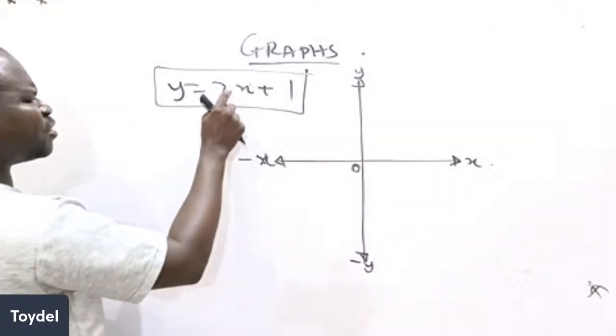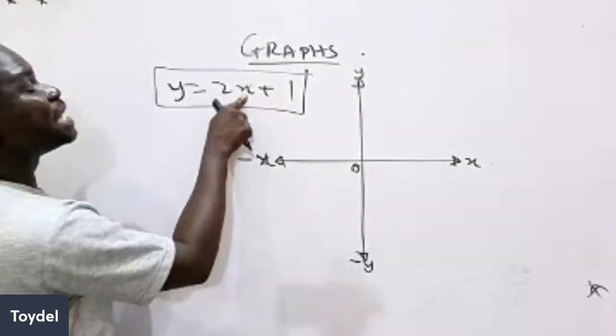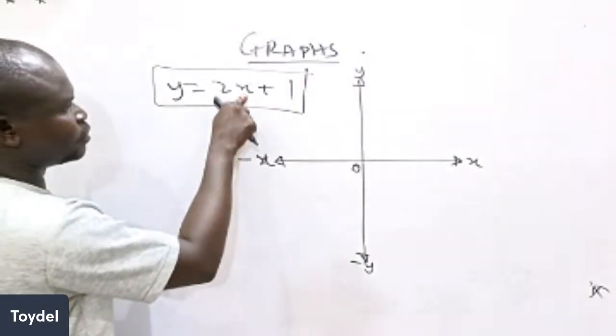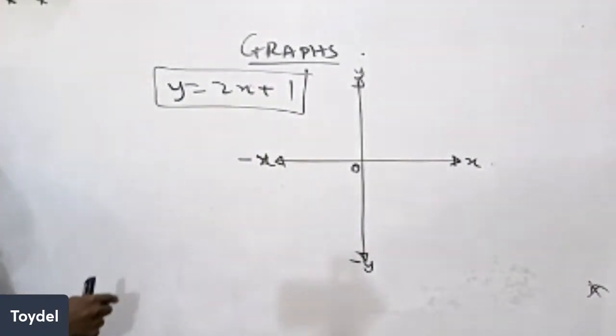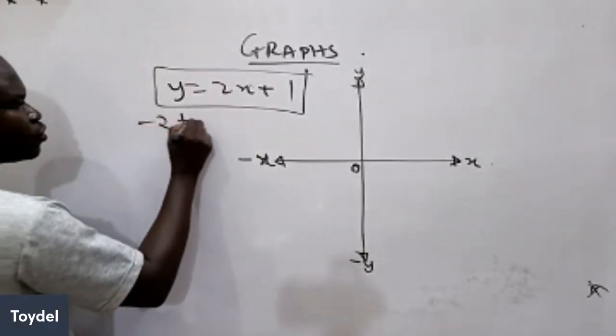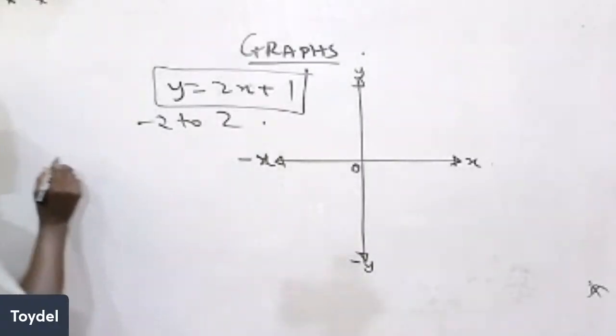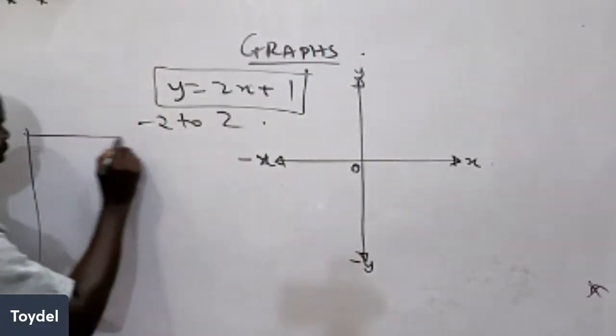For us to be able to do anything on this graph, we must have values for x, because x is the independent variable. So you can be asked to plot this graph as x ranges from -2 to 2. These are the values of x. If I want to plot this graph now, I must get a table. You cannot plot the graph without a table.